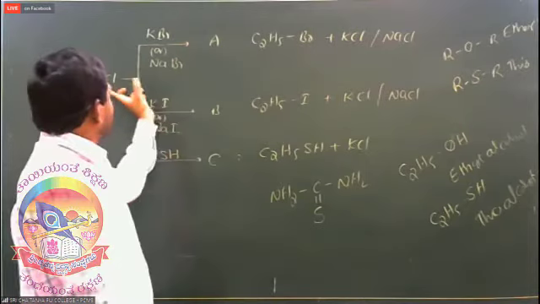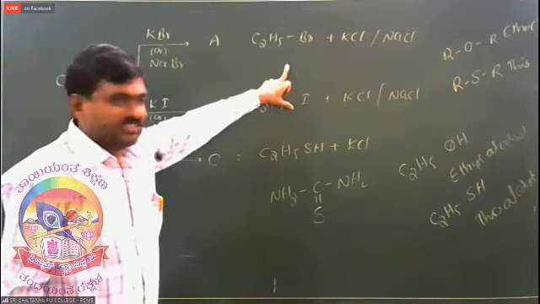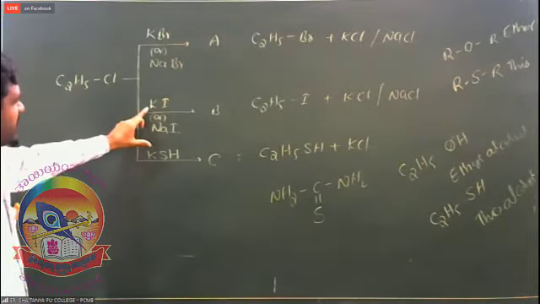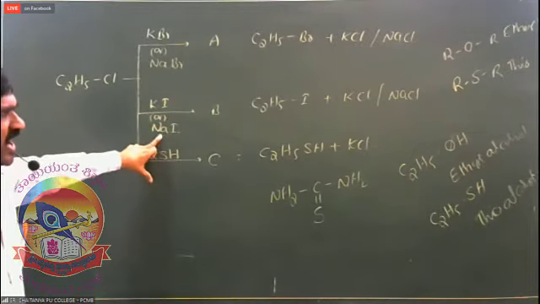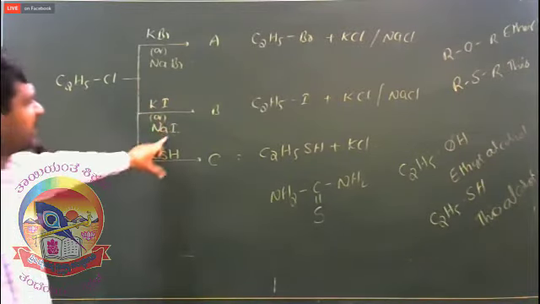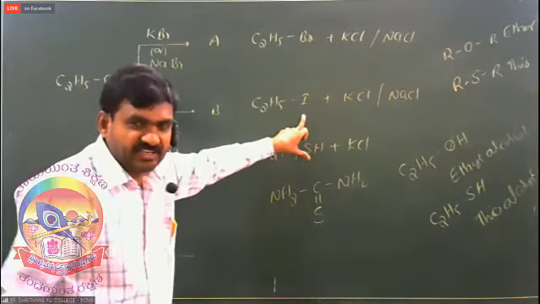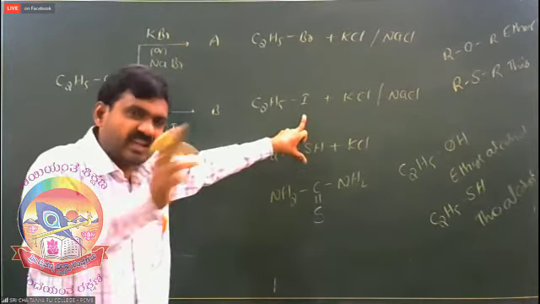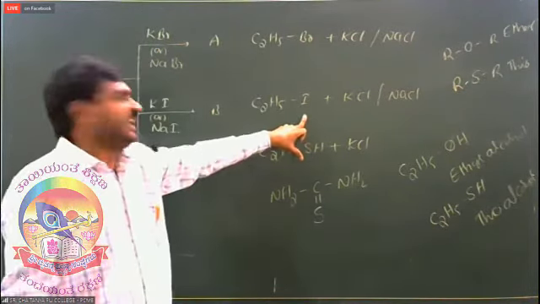Ethyl chloride reacts with KBr or NaBr, and ethyl chloride is converted to ethyl bromide. Ethyl chloride treated with KI or NaI is converted to ethyl iodide. It is the interconversion of one alkyl halide to another alkyl halide.